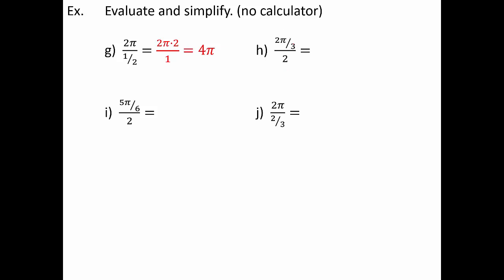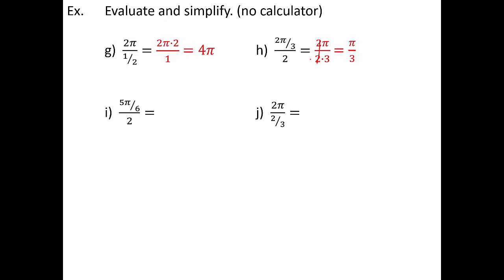Moving on to h, 2 pi over 3 over 2. I've got a couple of options on how I want to proceed here. One option is just to move the 3 downstairs and then proceed like normal. That would be 2 pi over 6, but of course here the 2's cancel out. So why bother writing 2 pi over 6 when I could just as easily write pi over 3?